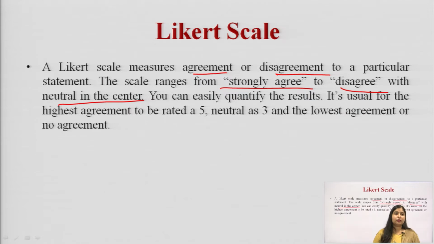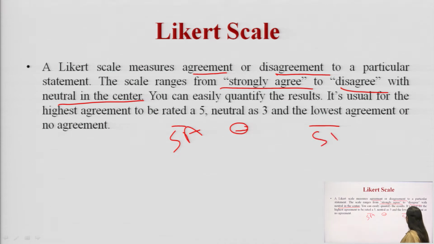So, it is important in the Likert scale that you have two extreme points and in the middle you have one neutral point, like strongly agree, strongly disagree, and here you have a neutral option. So, in the Likert scale you range from the very high and very positive point to the very negative point, and in the center you may have a neutral point also, and you can easily quantify the result, meaning you can easily analyze this result, and it is useful for rating the highest agreement.